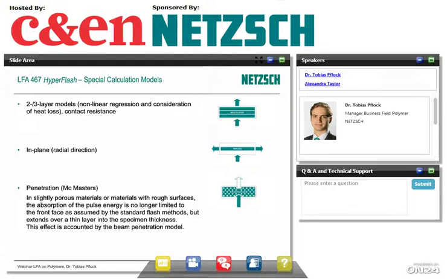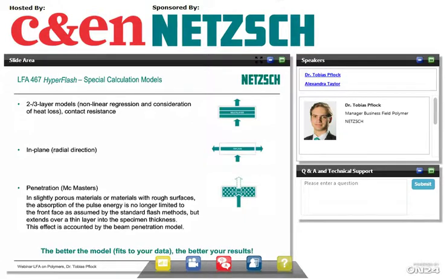I told you there are multiple layer models. If you have, let's say, a coating placed on a metal sheet or something, that can be taken into account here, and we will see some other examples. We can measure in plane. So if you have heat transport along your sample in plane, that is very interesting for anisotropic materials. And we have a very new model that takes the penetration of the light pulse into account.